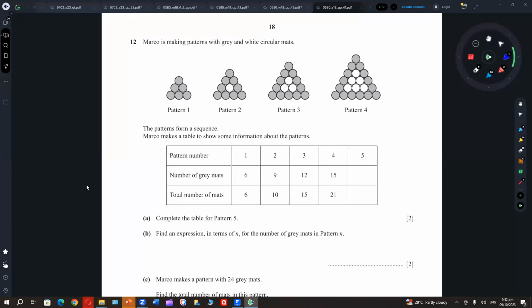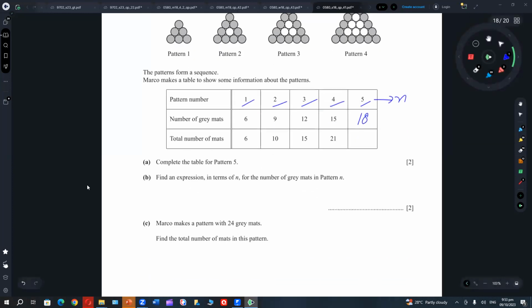Marco is making patterns with gray and white circular mats. This is the pattern number 1, 2, 3, 4, 5, and this has to become n later. So this is the n line. Number of gray mats: 6, 9, 12. So are you adding 3? And then we are adding 4, 5, 6, and then 7. 21 plus 7, so 28.